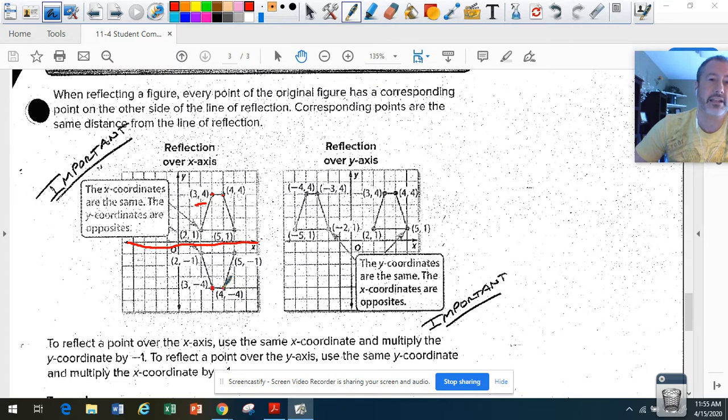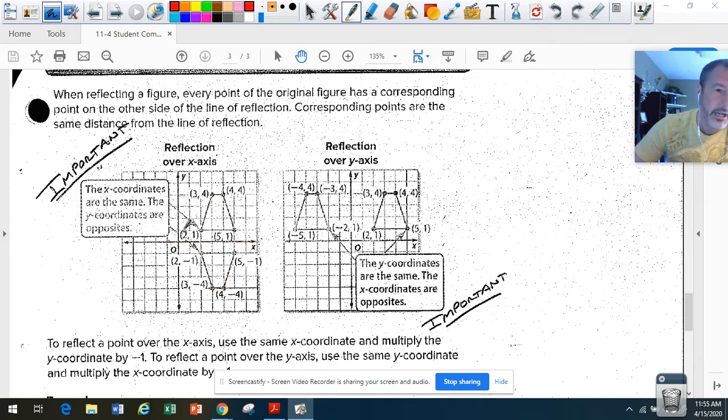And as we had set up here, the corresponding points are the same distance from the line of reflection. So the x-axis is our line of reflection. If I just go up here, 1, 2, 3, 4. This point here should be 4 away from the line of reflection, which is our x-axis also. 1, 2, 3, 4, which it is. So they are exactly the same distance away from the line of reflection.